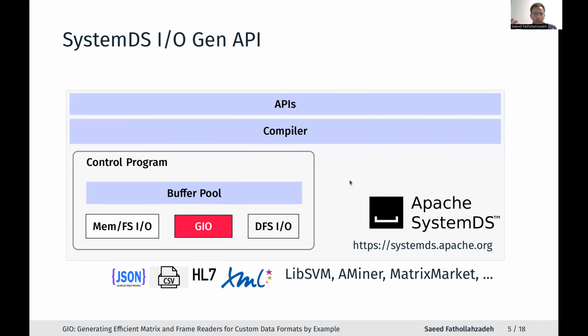GIO is integrated into Apache SystemDS as follows. We only need to provide SystemDS with examples and the source dataset path. GIO is implemented as a part of the IO API. It will identify and generate readers and return the matrices and frames in regular formats.